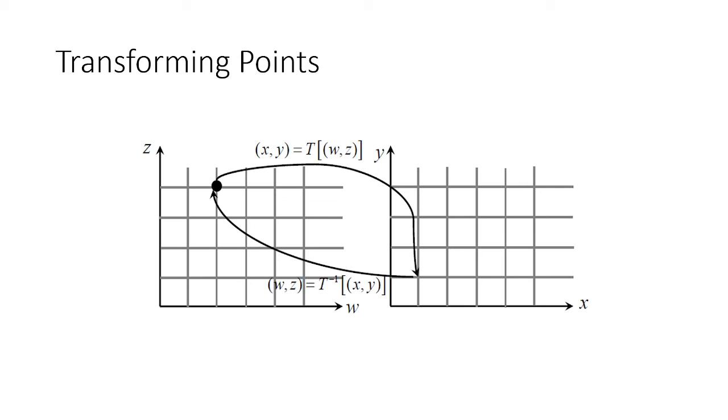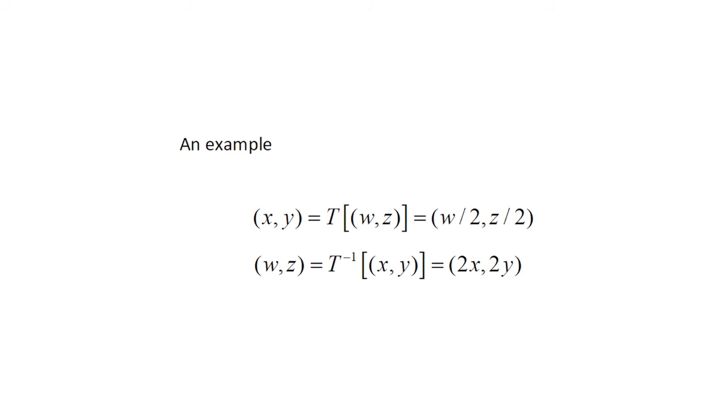So this plotting is known as the transformation, or we can also call it interpolation. So x comma y is obtained by applying some transformation function to the wz coordinate system. This transformation function may be w by 2 or z by 2, or it can be anything. And what is the inverse transformation for this?